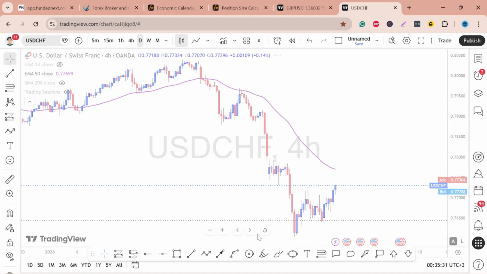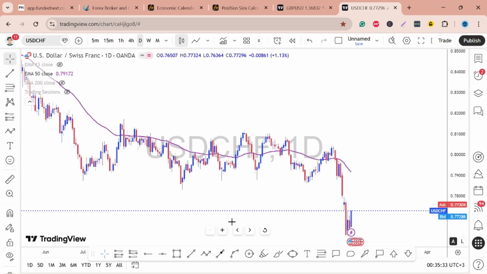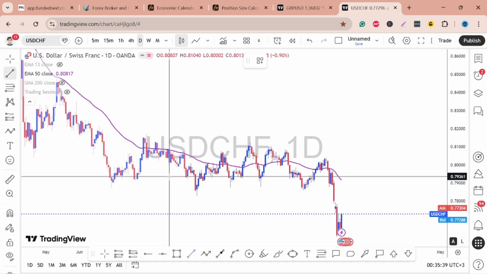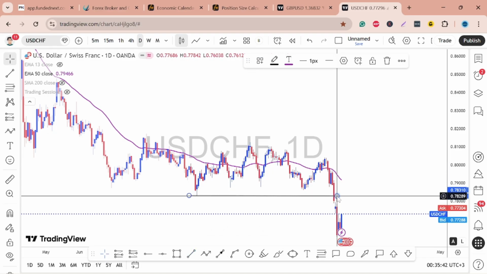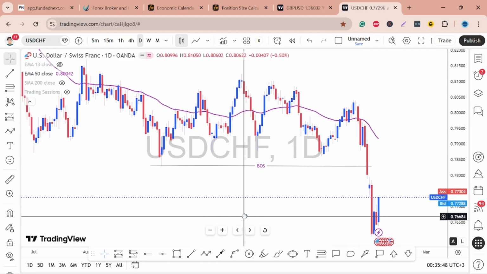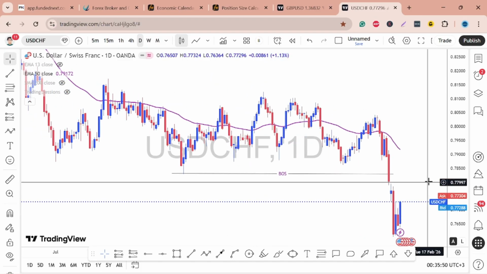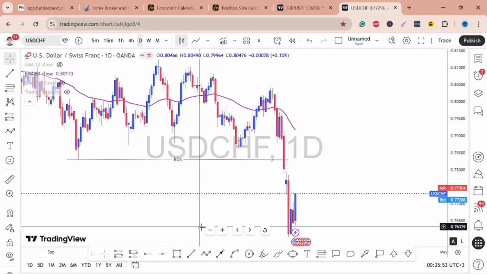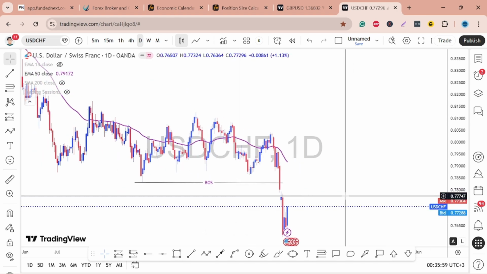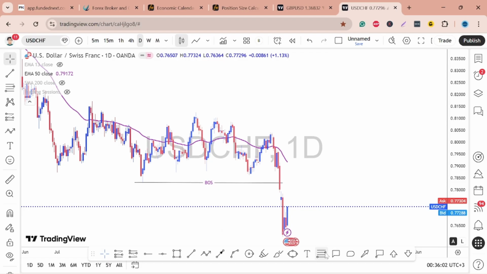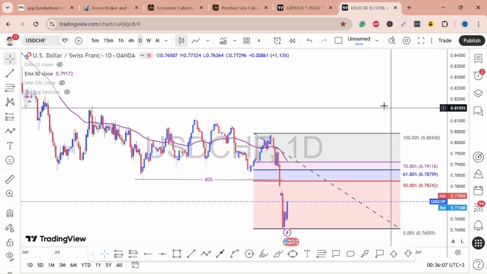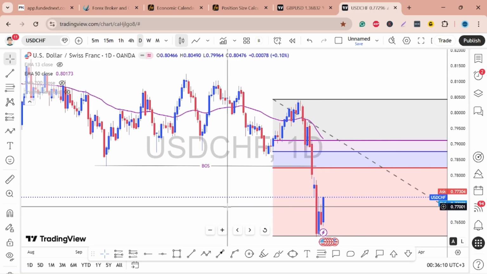USD CHF. So a very bearish market, as you can see from the daily time frame. So this was the last vigorous break of structure going down. Looking at where the price is and how price closed last week, or the last daily candle of January, you can see price closed very bullish. So I am anticipating a pullback on USD CHF before we continue with the downward movement.